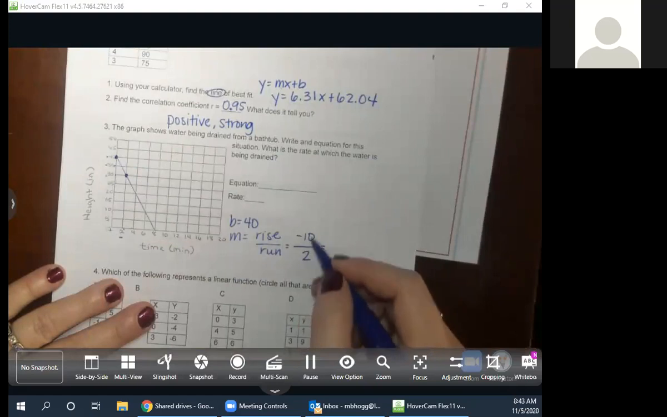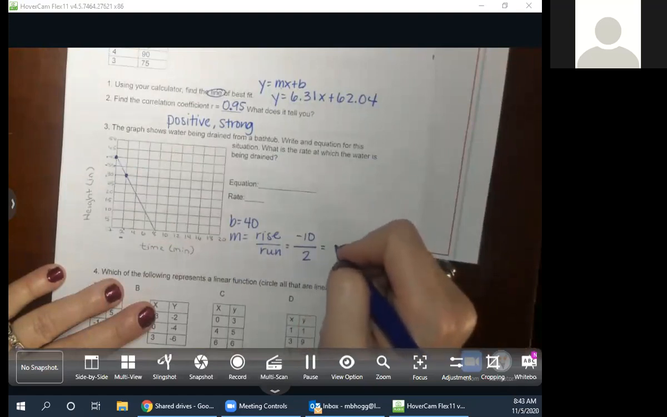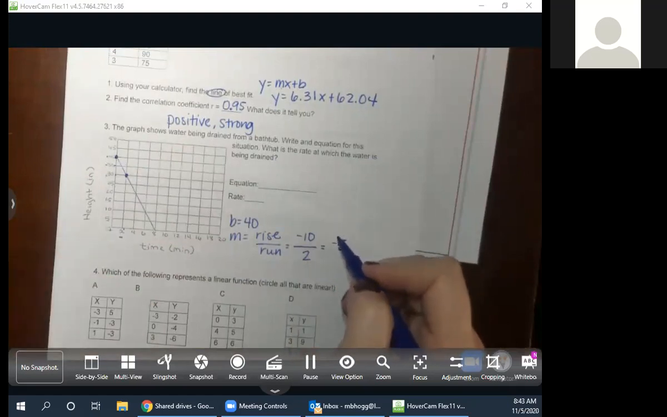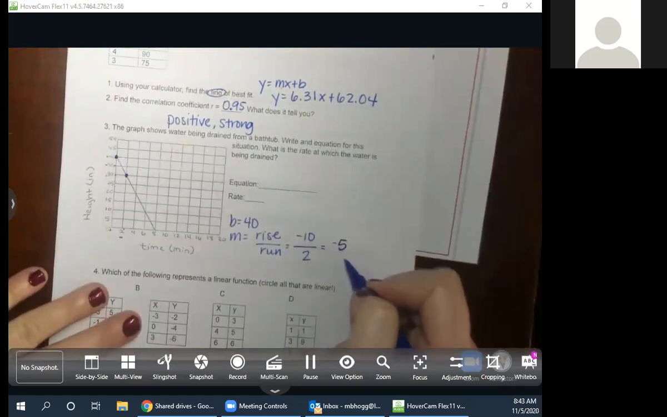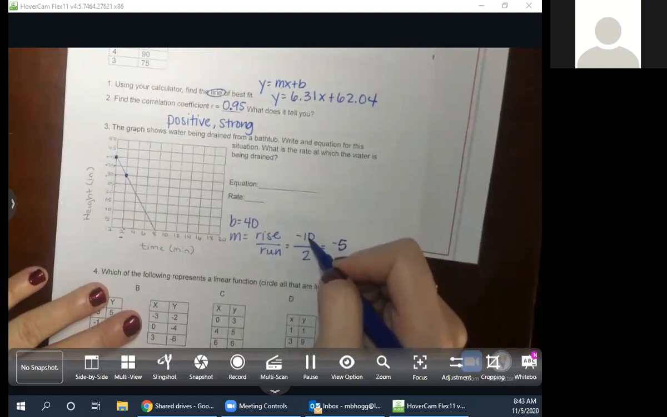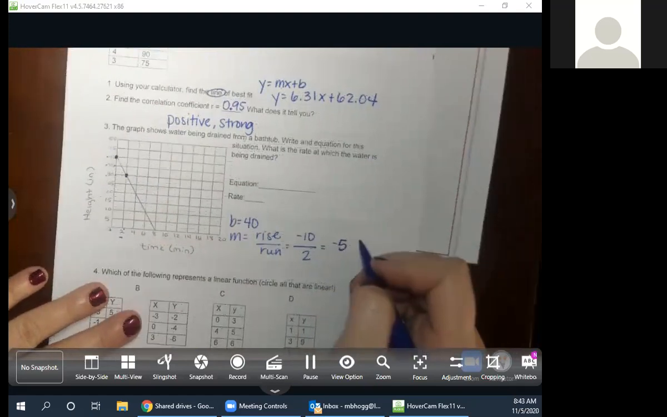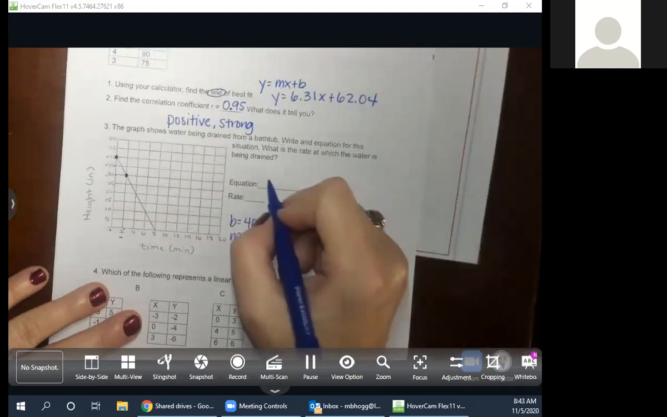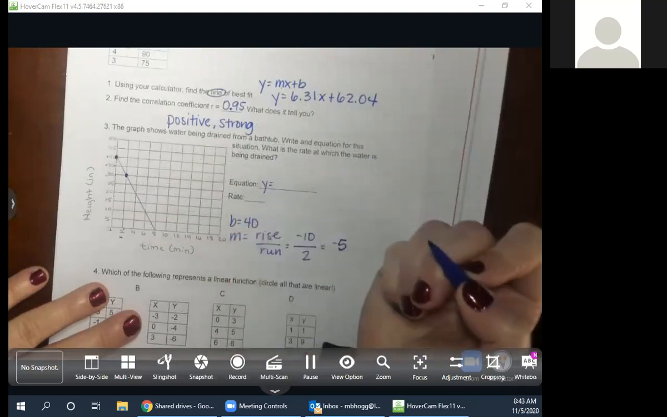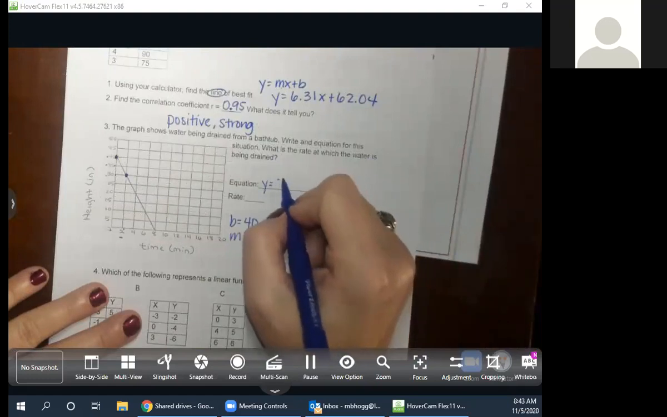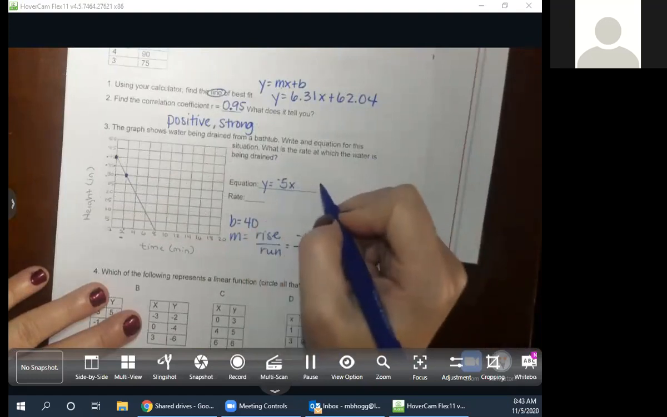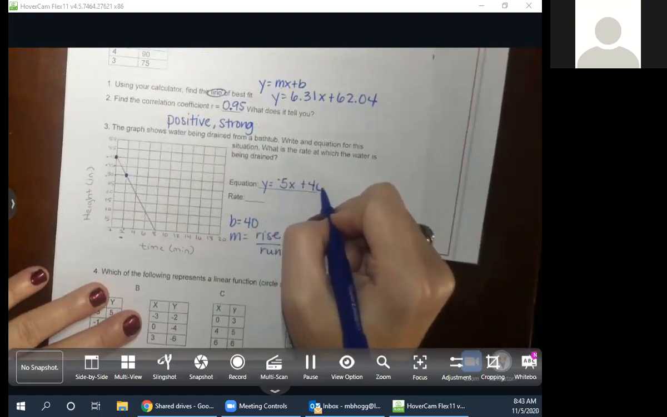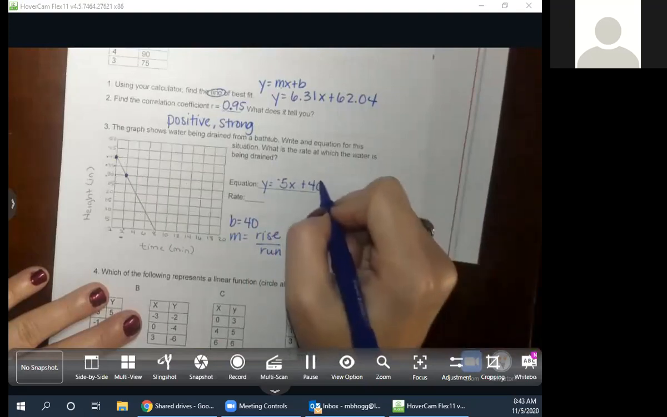So if we were to simplify this, what would that be? -5, yeah. Flip that one, what you said. -5 over 1. Okay. -10 divided by 2 is -5. So our slope is -5. So we now know our equation is y equals mx plus b, -5x plus 40. Okay.